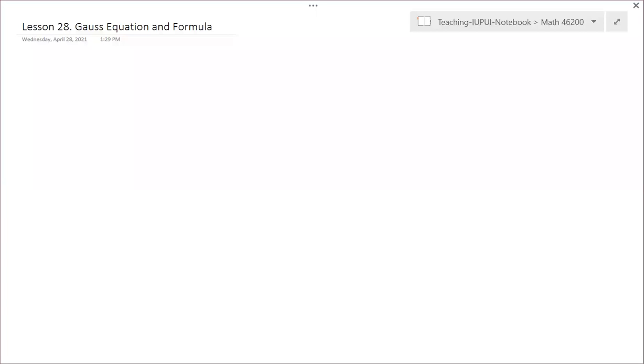All right, today is the last lesson on elementary differential geometry, and I want to briefly show you how we get the formula for the Gauss formula. The idea is that the Gaussian curvature can be expressed in terms of E, F, G first.